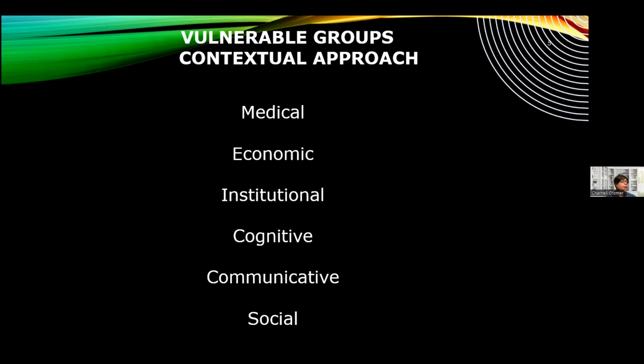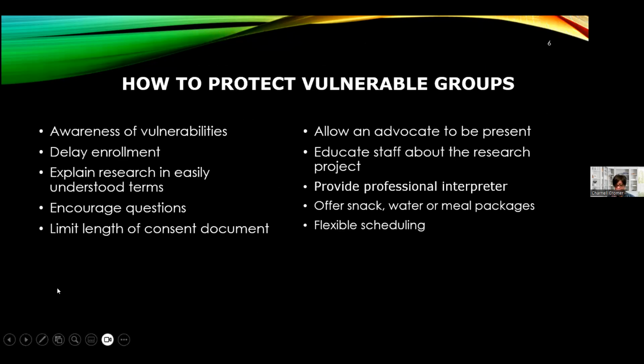So we've identified some vulnerable groups and described what makes them vulnerable. Now let's take a look at how to protect them. How to protect the vulnerable groups. They are in a vulnerable position. They may feel obligated due to the pre-existing conditions with the researcher, and they may feel that they don't want to let that person down.